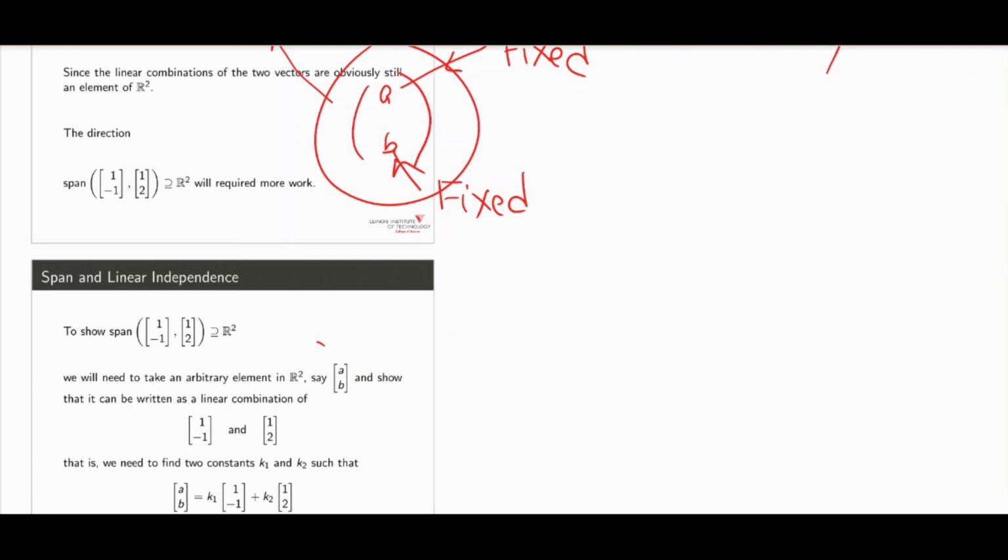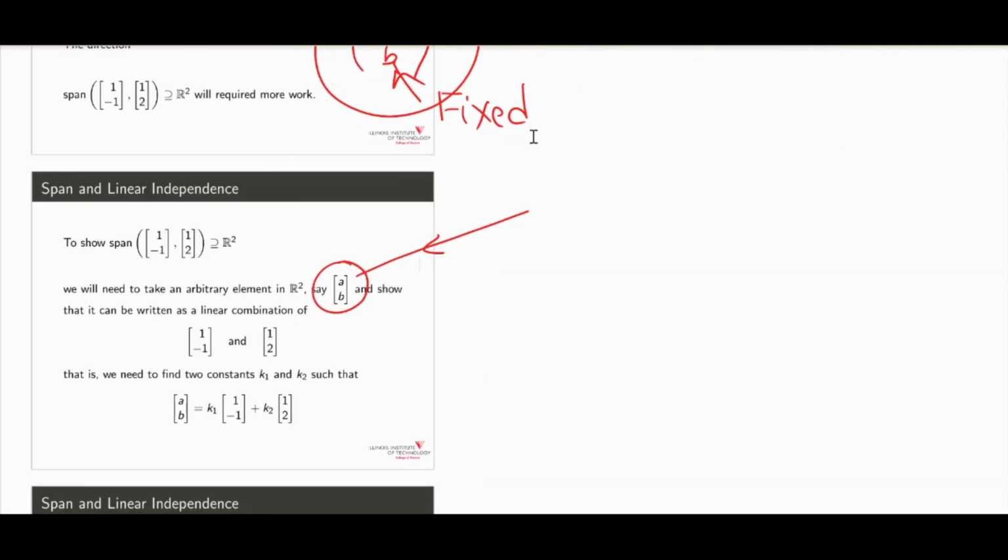So you pick an element in R2, say (a, b). These are not variables. They are some numbers we don't specify yet, but they are not changing. So the question is, if you are given this vector (a, b), can you find two numbers, k1 and k2, such that k1 of this vector and k2 of this vector equals (a, b)? This is basically checking whether this arbitrary fixed vector can be written as a linear combination of these two vectors.